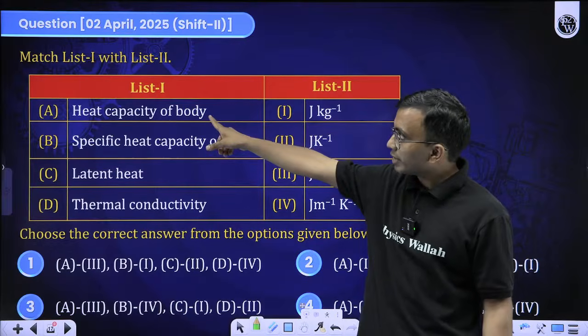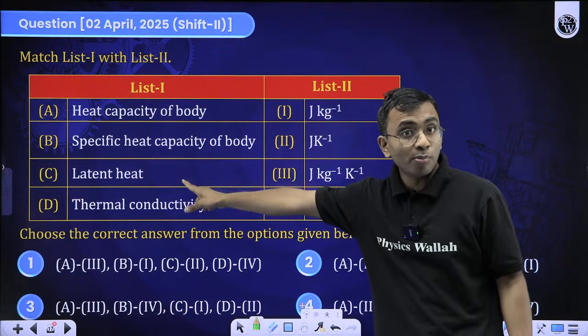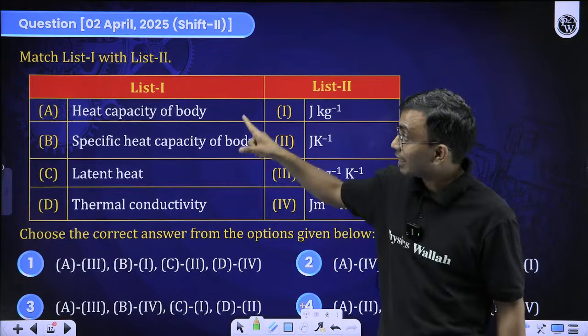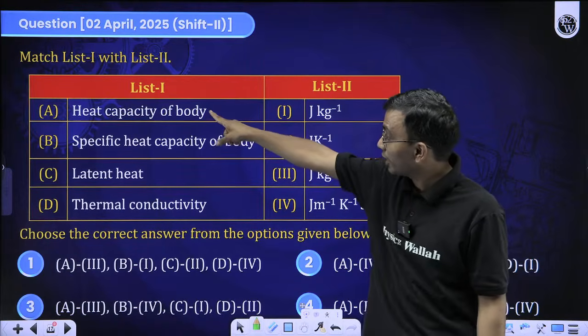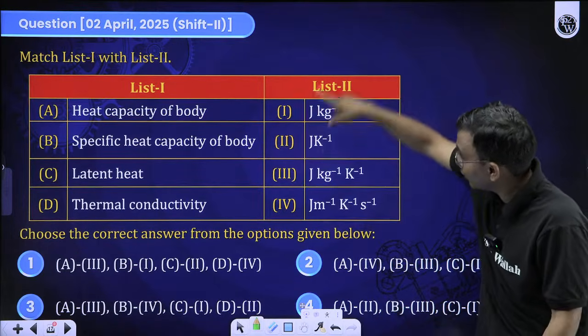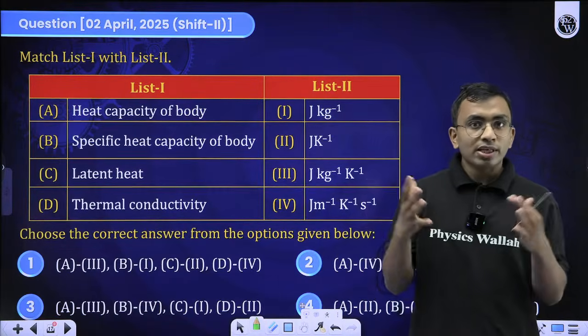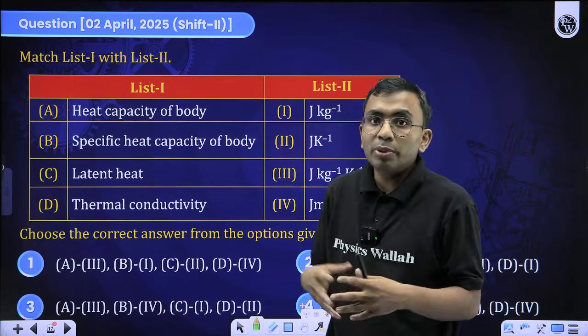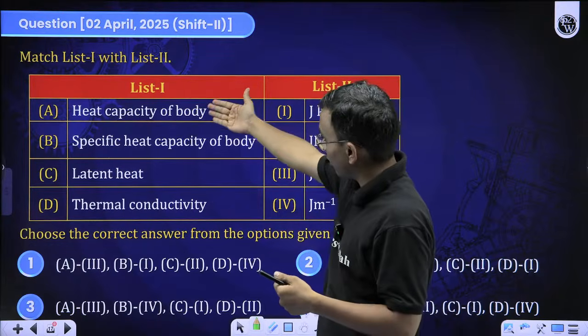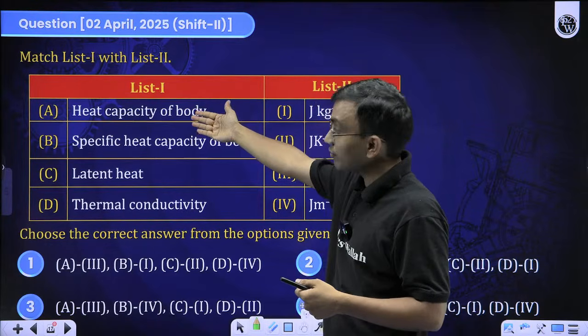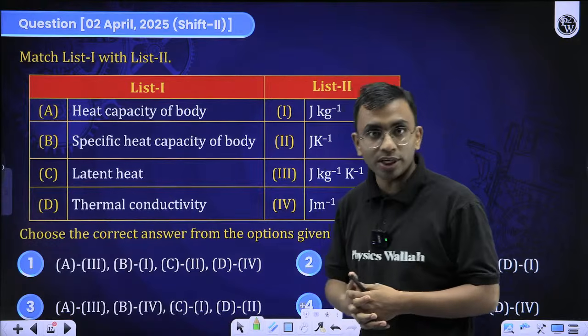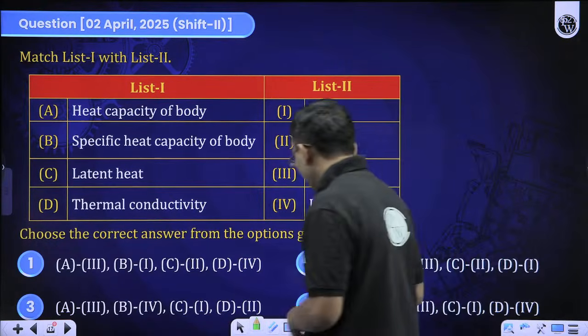For heat capacity, you have to see which formula you know that can relate the heat capacity of the body, and then check which unit is matching with that. Because you are starting your 11th journey, you may not be familiar with these physical quantities which you will learn in thermodynamics. So let me help you with that.